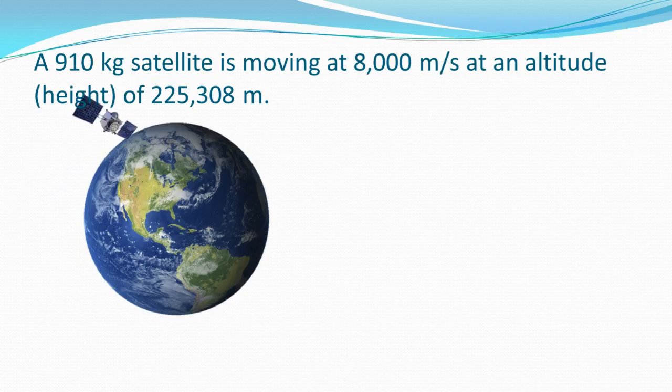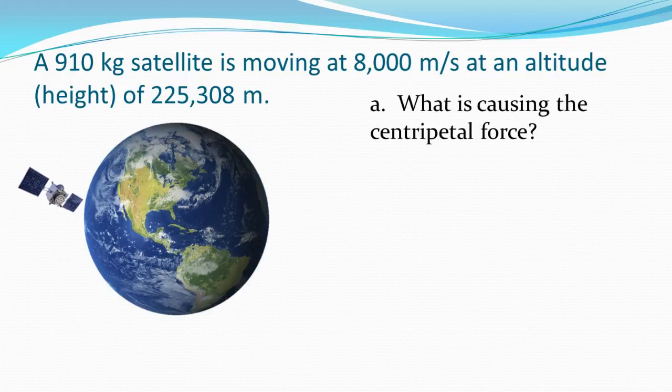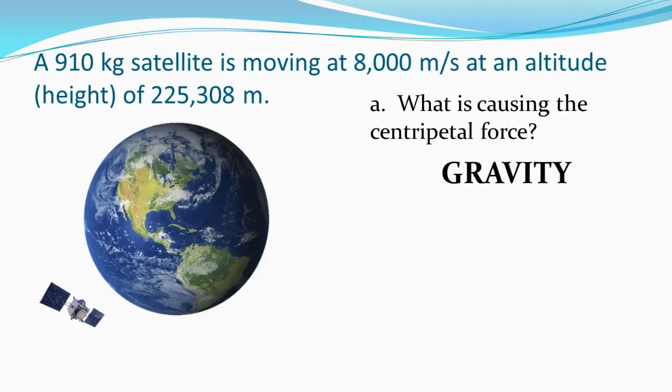A 910 kilogram satellite is moving at 8,000 meters per second at an altitude or height of 225,308 meters. What's causing the centripetal force? On your own, answer the question and come back when you're ready. Gravity is causing the centripetal force. As that satellite orbits around the Earth, it's constantly falling towards the Earth.